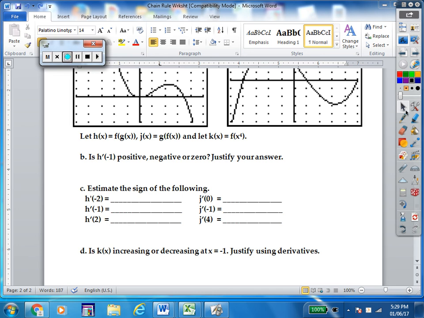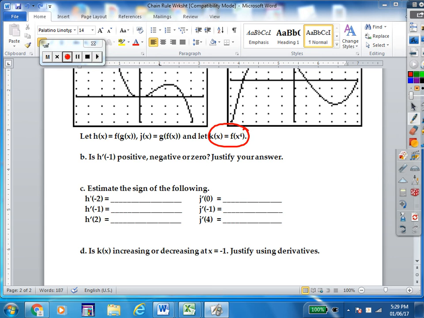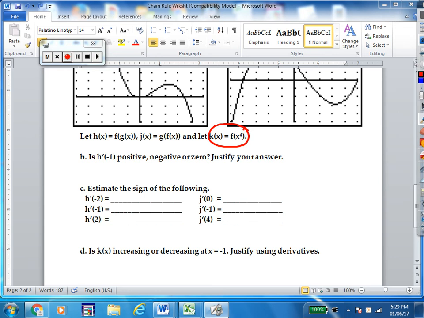The last thing I'm going to say before closing this out is that the last question says k of x, and k of x, of course, is defined here as f of x to the 4th power. So keep in mind, x to the 4th power is inside of the f. So that's the inner, the outer is f. It asks you if it's increasing or decreasing at -1.